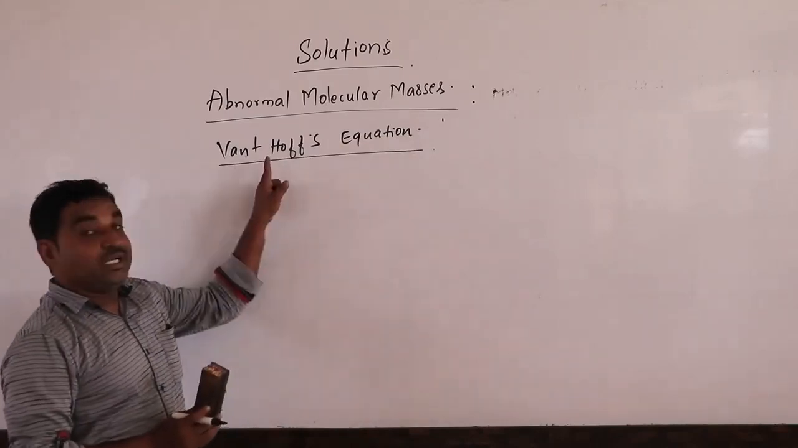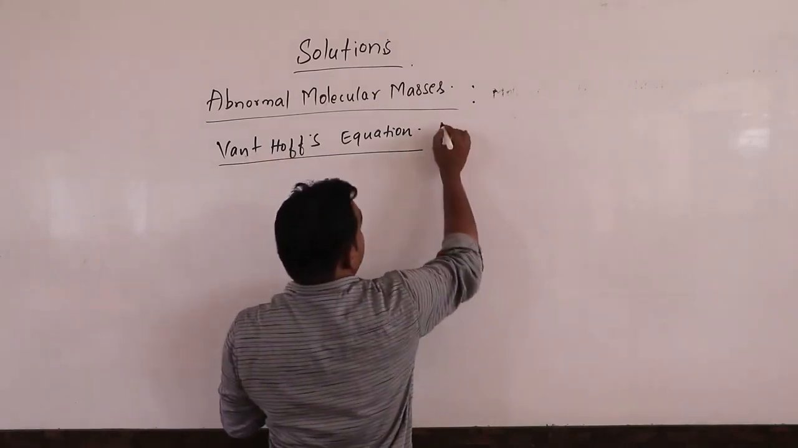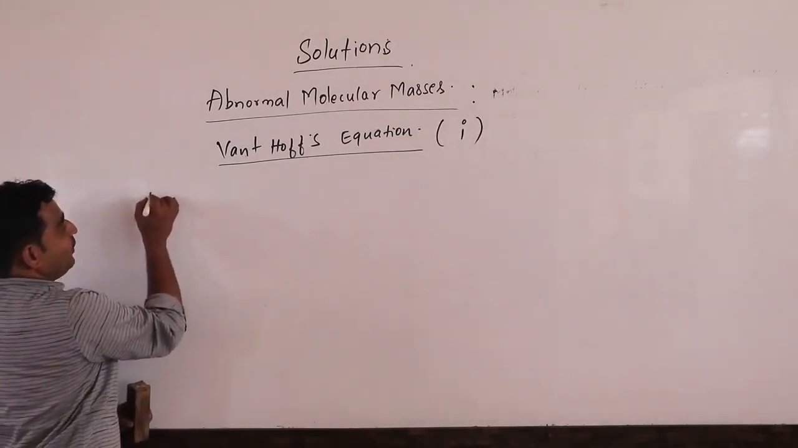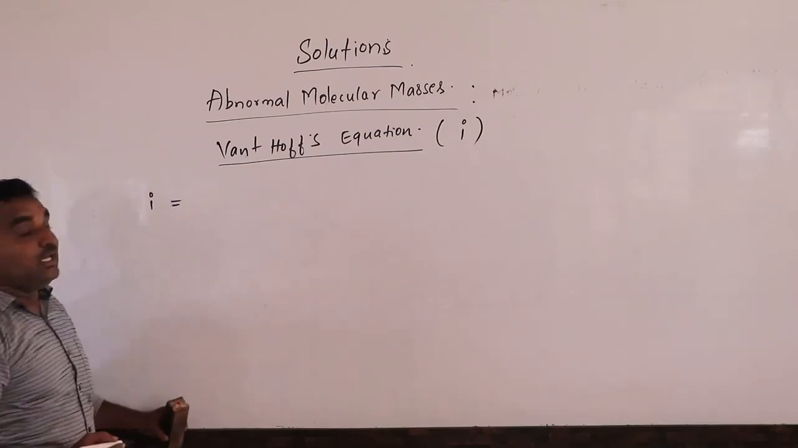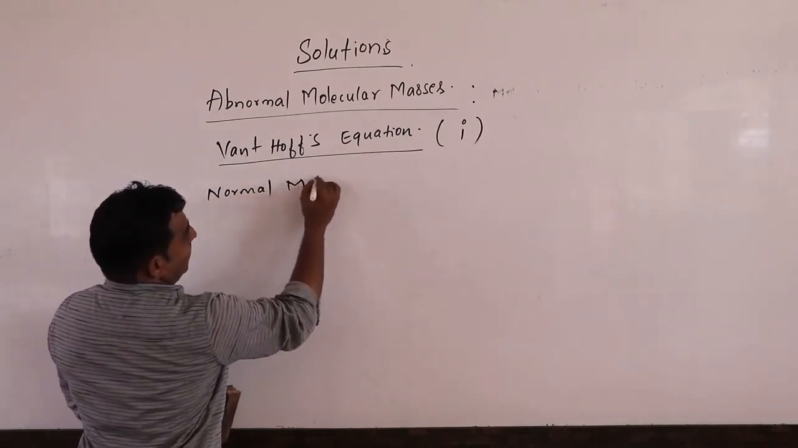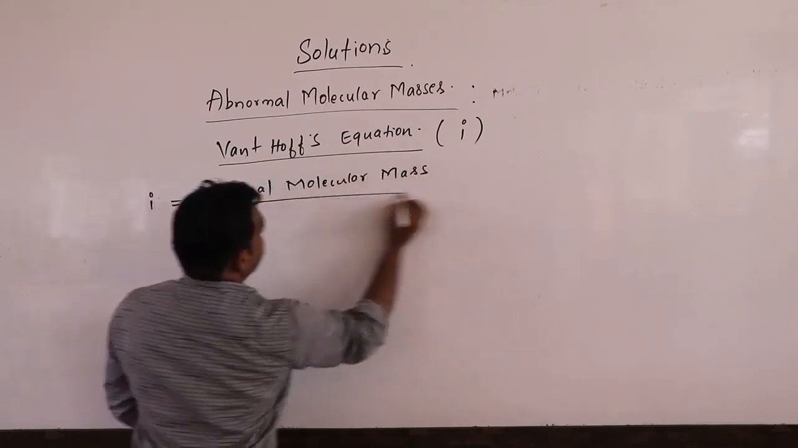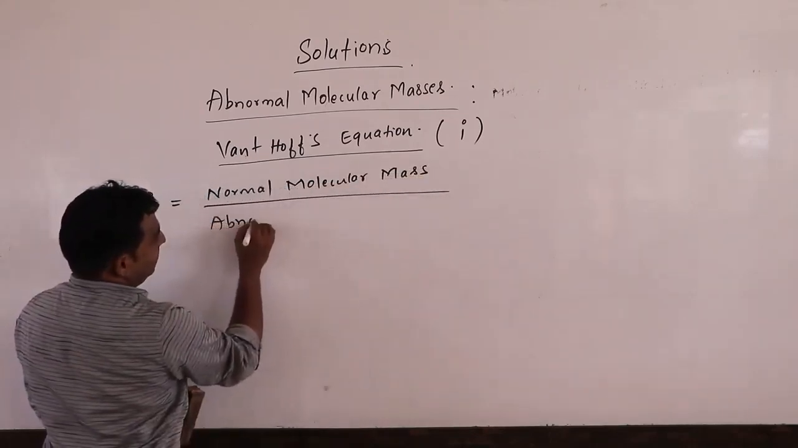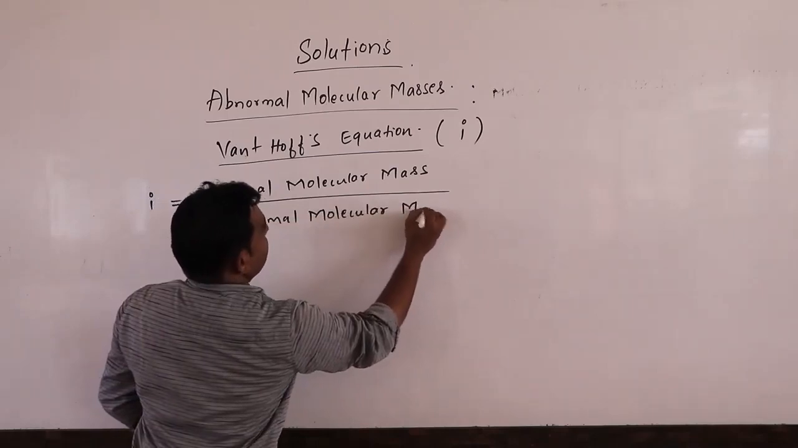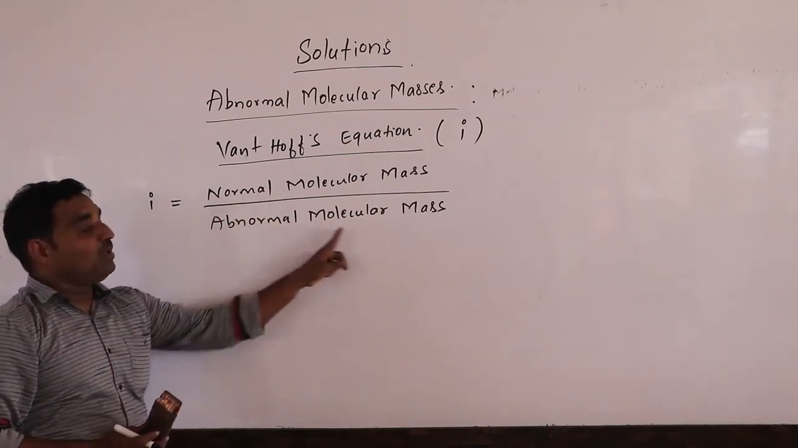The extent of association and dissociation can be expressed by the van't Hoff factor, denoted by i. How do we define the van't Hoff factor for the extent of dissociation and association? It is the normal molecular mass divided by the abnormal molecular mass. This is a ratio between the normal molecular mass and the abnormal molecular mass.